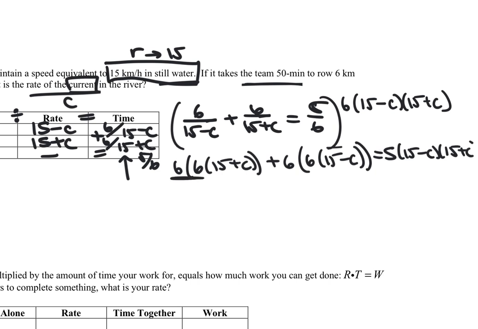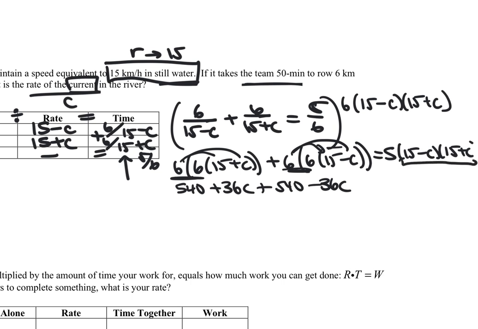As I distribute, I'm just going to look at this as 36. So 36 times 15 is 540. 36 times C. Another 36 times 15 would be another 540. And then it's going to be minus 36C. And then on this side, I'm going to just think of this already distributed out. That's 225 minus C squared. So I'm just going to multiply 5 by each of those to get 1125 minus 5C squared.